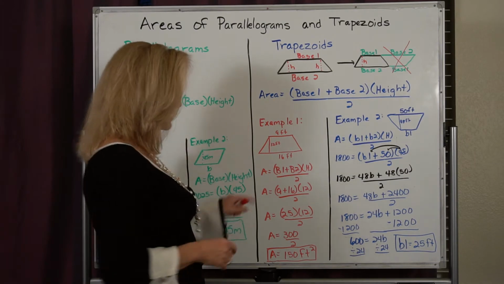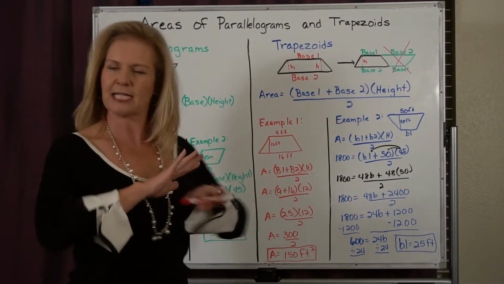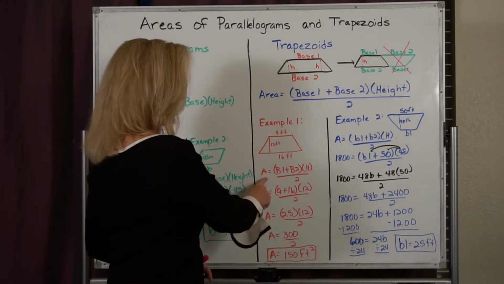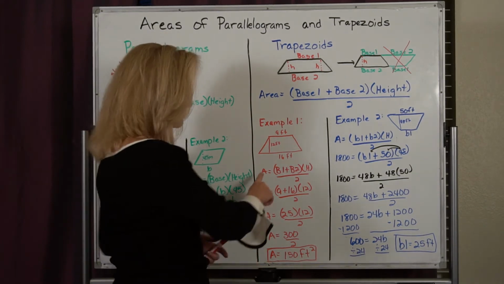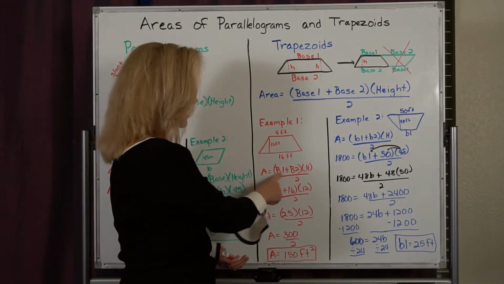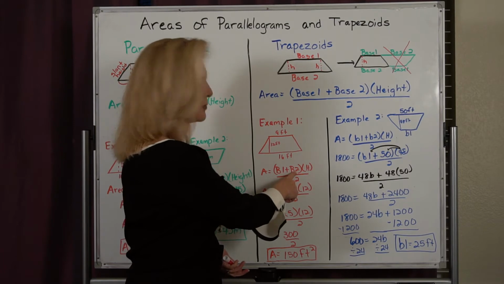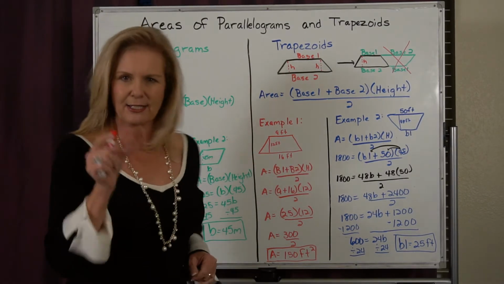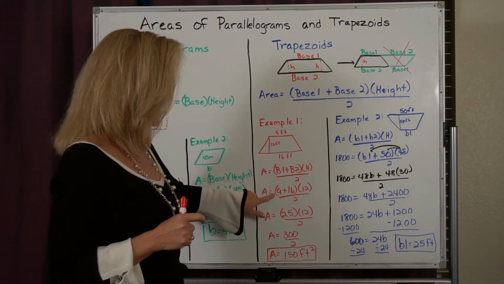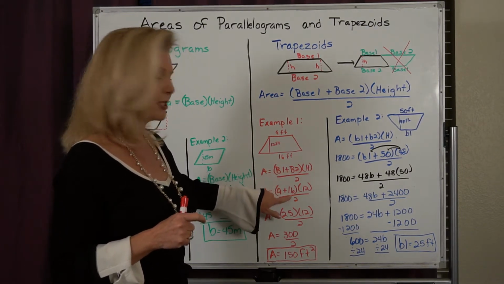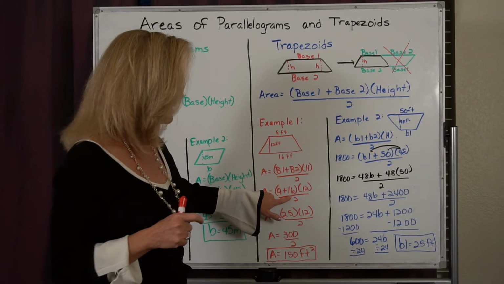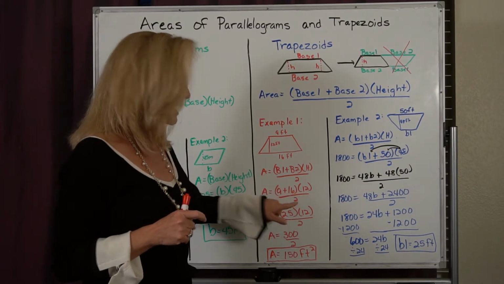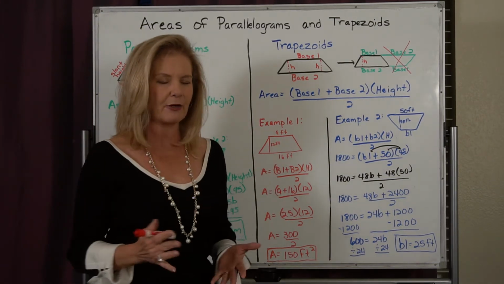So if they do this, I first start off with my formula, because I always do. Now, sometimes I just abbreviate. So A stands for area, B1 is my base 1, B2 is my base 2, H is my height. So my B1, remember that's the shorter one, is my 9 feet. My B2, which is my longer one, is my 16 feet. My height is my 12. And I just fill it in, I'm not calculating.